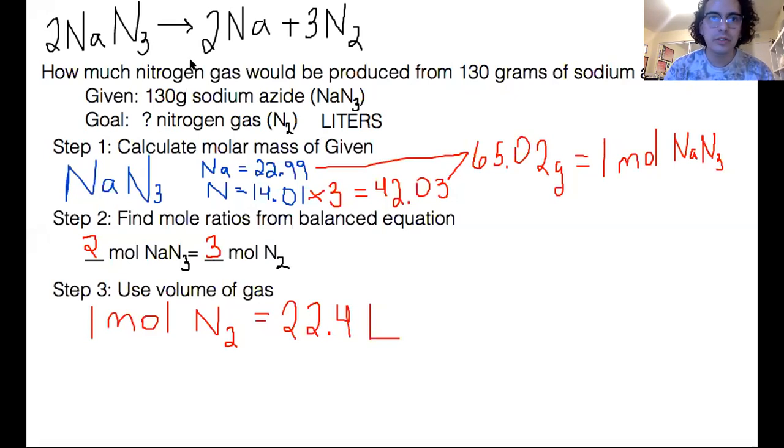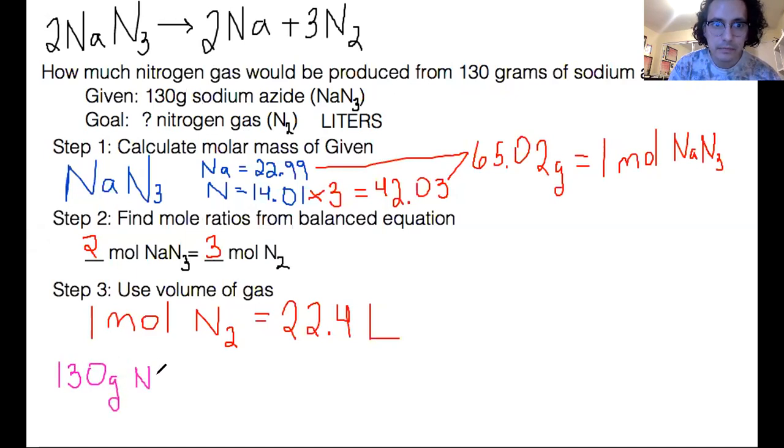With conversions, we were seeing a number and then a really long fraction with numbers above and below. That's what's coming back. So you're always going to start with your given. Let's do this in pink, just because. Your given is what you start with, 130 grams of NaN3. That's from here.